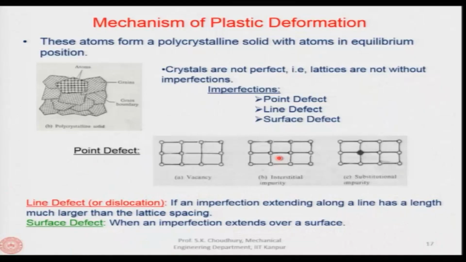Now, what is imperfection? Let us try to find out. What is a defect? Defect means something that the lattice structure does not want. Now, I will give you an example. Suppose a human being got sick. What does it mean?